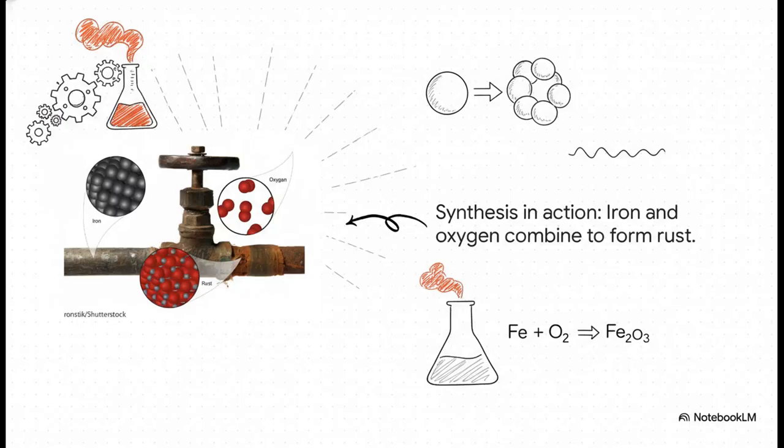And hey, look who it is, our old friend rust. The formation of iron oxide is a perfect example of a synthesis reaction. You have simple iron and simple oxygen, and they combine to make the more complex iron oxide. It totally brings our first example full circle.